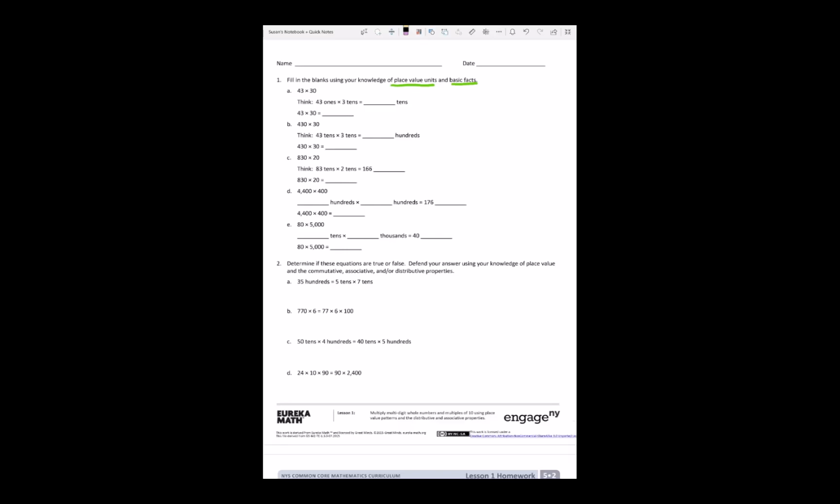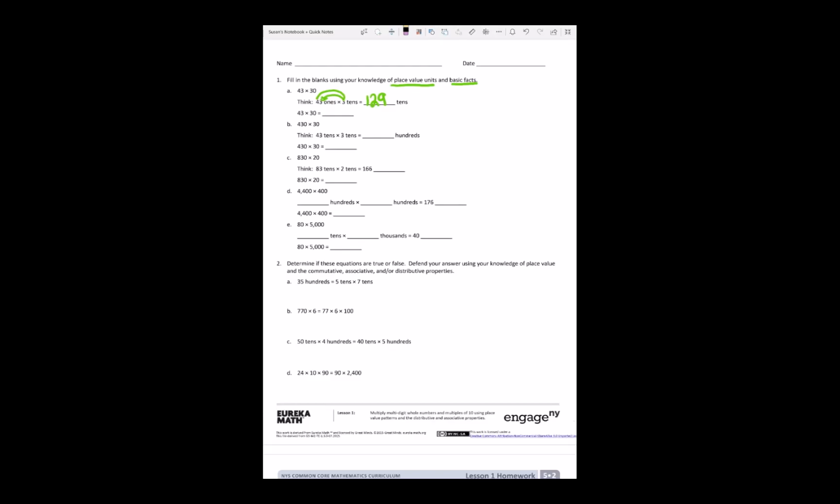A, 43 times 30. Think 43 ones times 3 tens equals blank tens. So in example A, they give us the place value unit we are working with, and it is tens. So I just need to solve for the product, and I'm going to do that like this. I'm going to say 3 times 4 is 12. 3 times 3 is 9. So I have 129 tens.